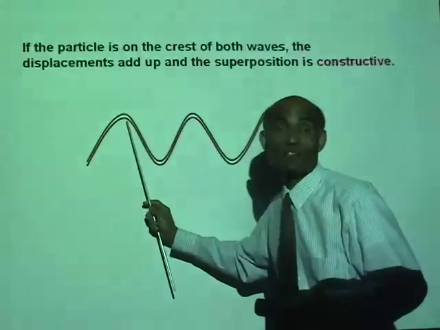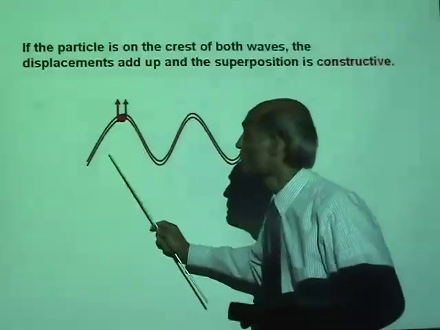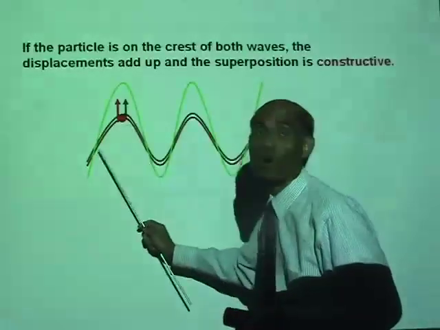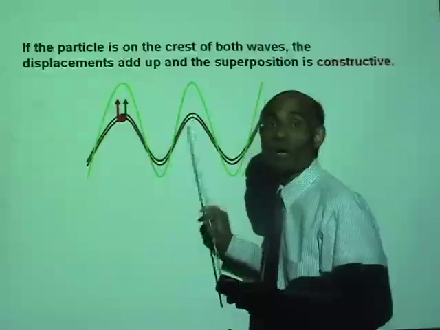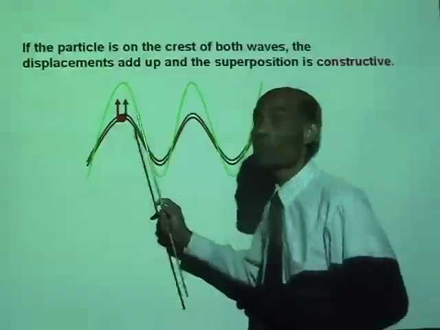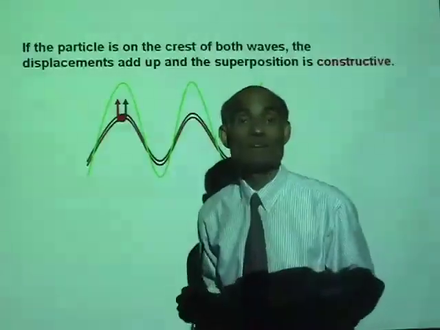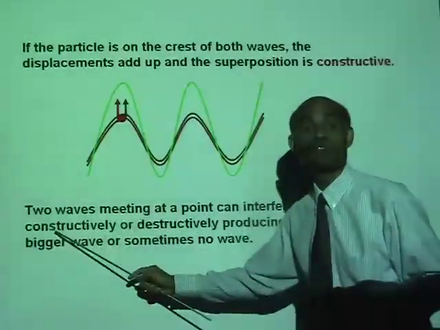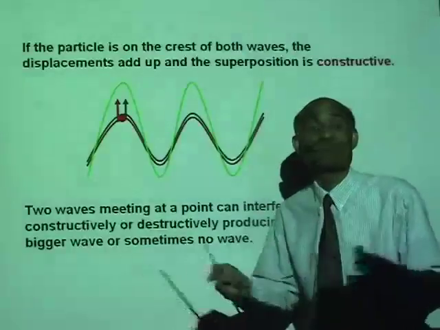Now, this is an example of constructive interference. The red wave and the green wave produce displacements in the same direction. Therefore, the total displacement will be the sum of the two. You got a bigger wave. A constructive interference results in a bigger amplitude wave. You can see a bigger wave means a bigger amplitude. A destructive interference will result in no wave at all. So two waves meeting at a point can interfere constructively or destructively, producing a bigger wave or sometimes no wave at all.